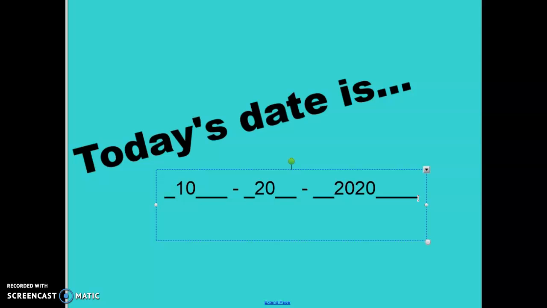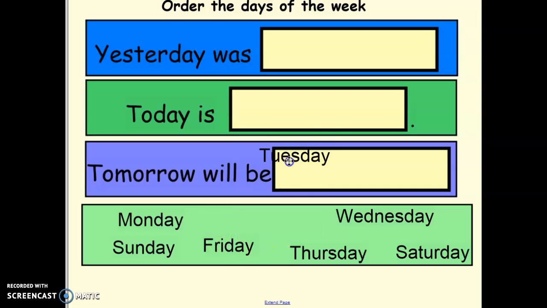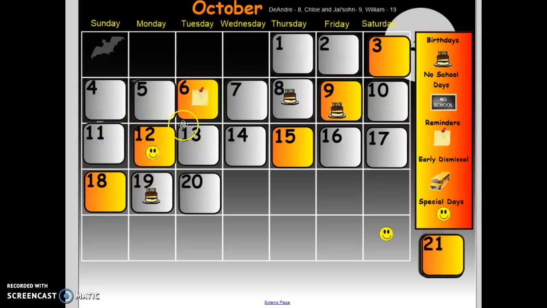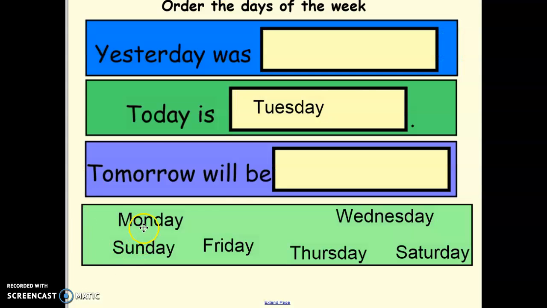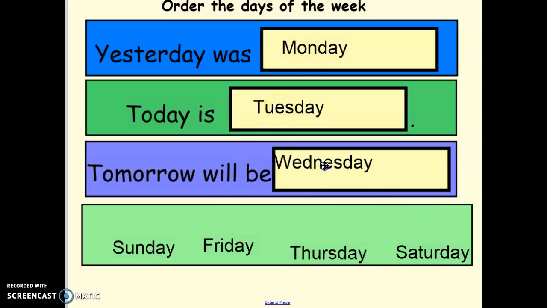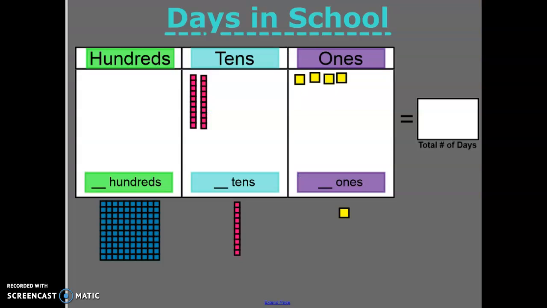In word form, remember, you'd have to write out the whole thing. October 20th, 2020. I know that today is Tuesday. So if today is Tuesday, hop backwards to yesterday. Looking back at the calendar, hopping back to yesterday, what was it? It was Monday. So if yesterday was Monday and today is Tuesday, then tomorrow will be Wednesday.